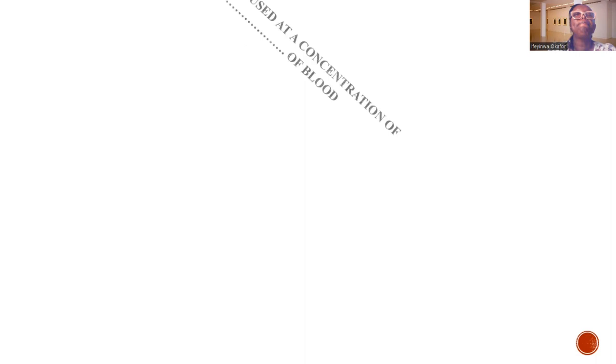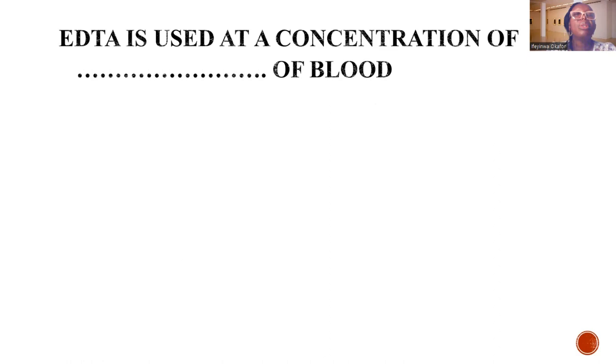EDTA is used at a concentration of, answer, 1.5 milligram to 2 milligram per ml of blood. The concentration of EDTA used in hematology is 1.5 milligram to 2 milligram per ml of blood.